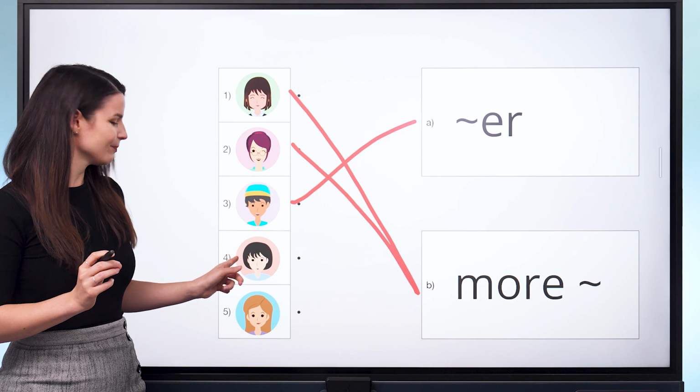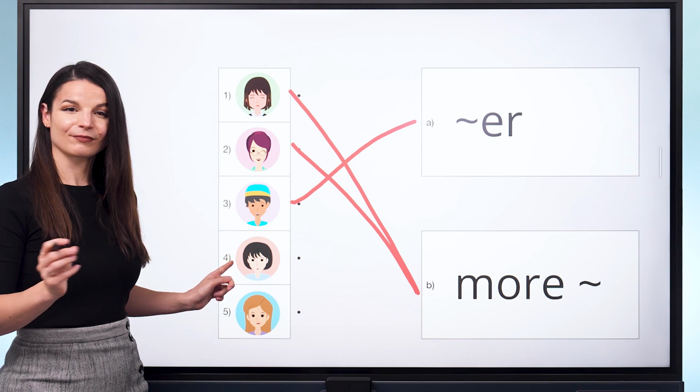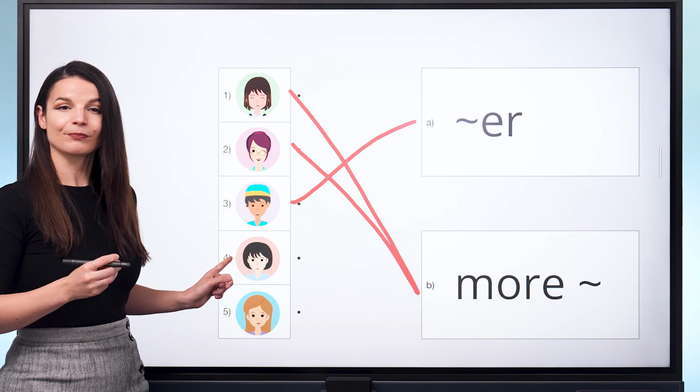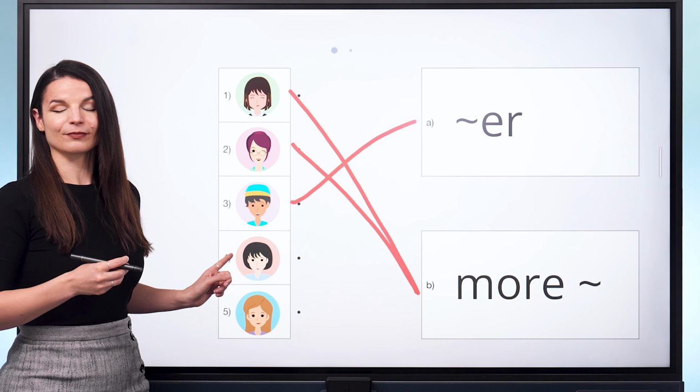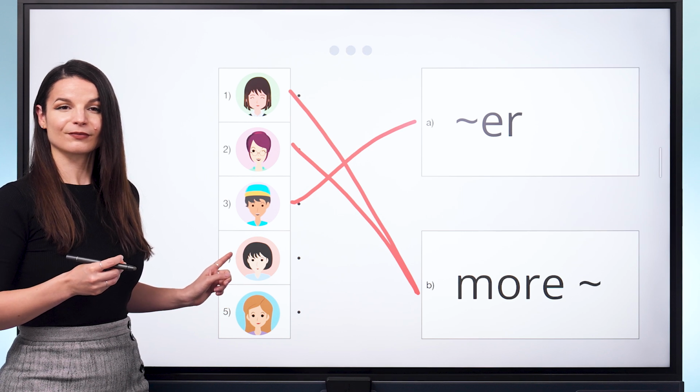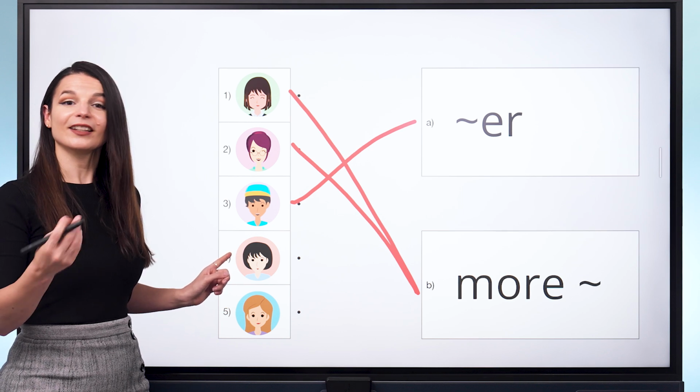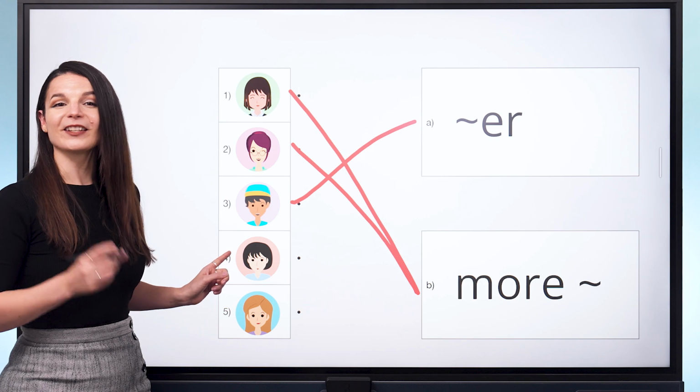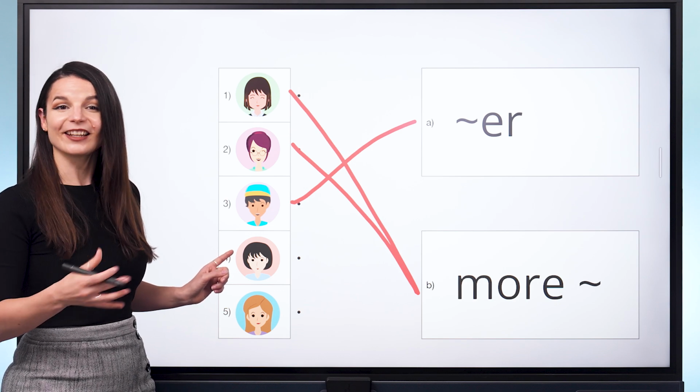Next, easy. One more time. Easy. Did you say er? The correct way to make a comparative adjective is to say easier.